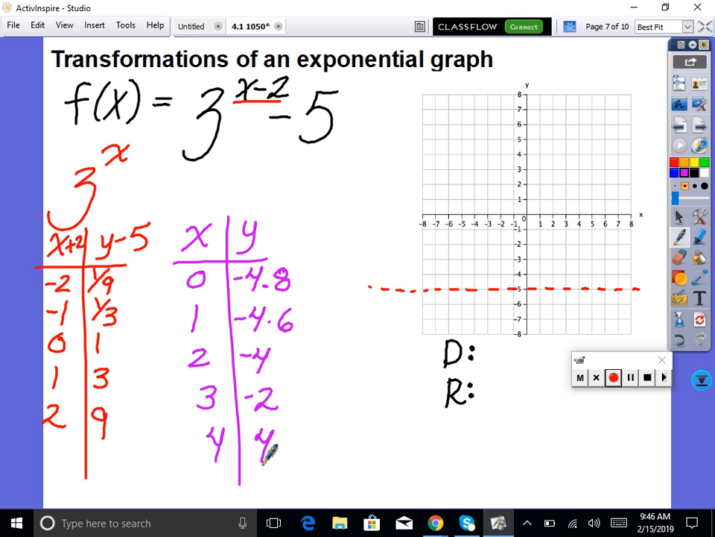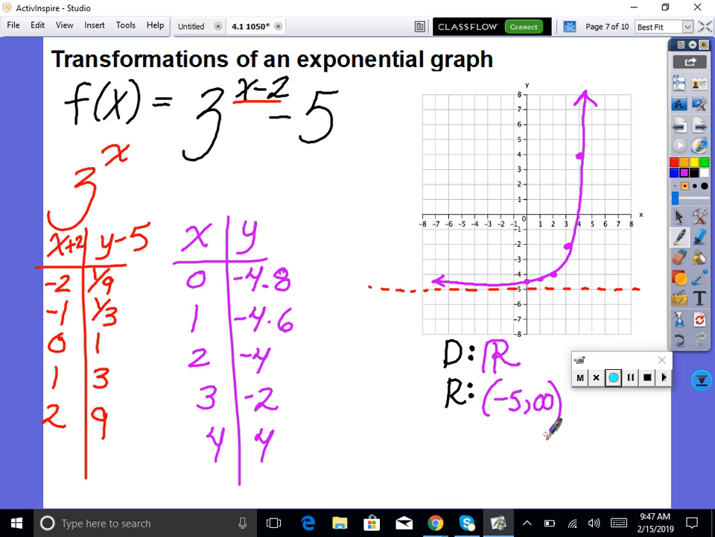So watching me graph that here. Over 0, down 4 and a little bit. Over 1, down 4 and a little bit again. Over 2, down 4. Over 3, down 2 units. Over 4, up to 4. And I can see my exponential growth happening. Domain is still all real numbers, but now our range is -5 to infinity.